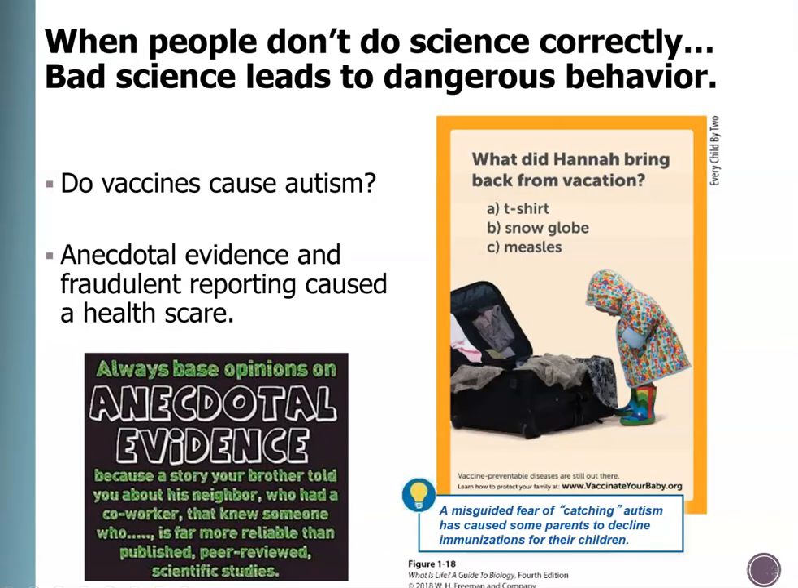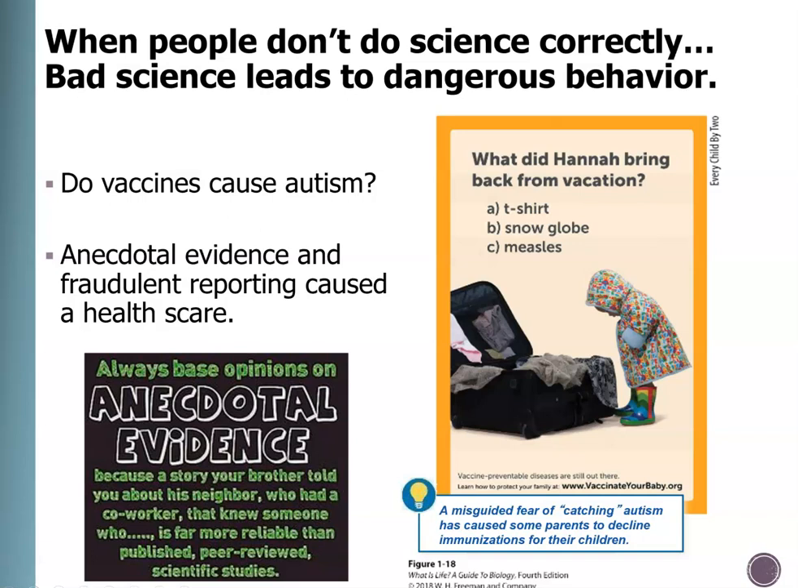So when people don't do science correctly, it can lead to dangerous outcomes. One of the big ones was the claim a few years ago that vaccines cause autism. Well, it turned out that the study that claim was based on actually had a whole bunch of fake evidence, and it was filled with biases. But that has caused a huge vaccine scare that we basically can't get rid of.